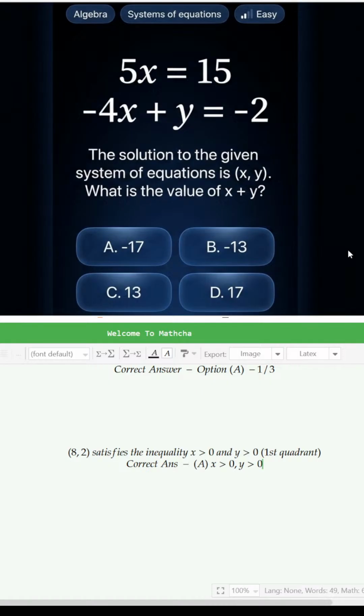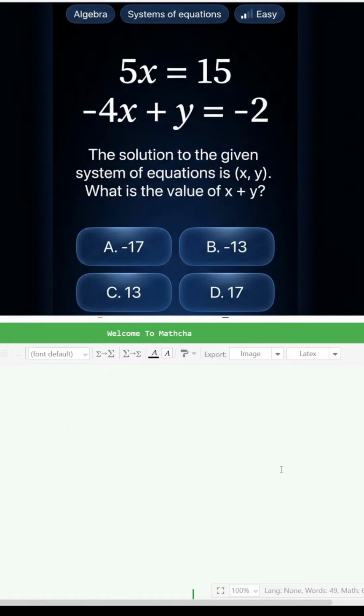Okay, so this question is about two linear equations in two variables. We are given that 5x is equal to 15 and minus 4x plus y is equal to minus 2. The solution of the given system of equations is x comma y. So what is the value of x plus y? Let us solve these equations and then we can find the required value.